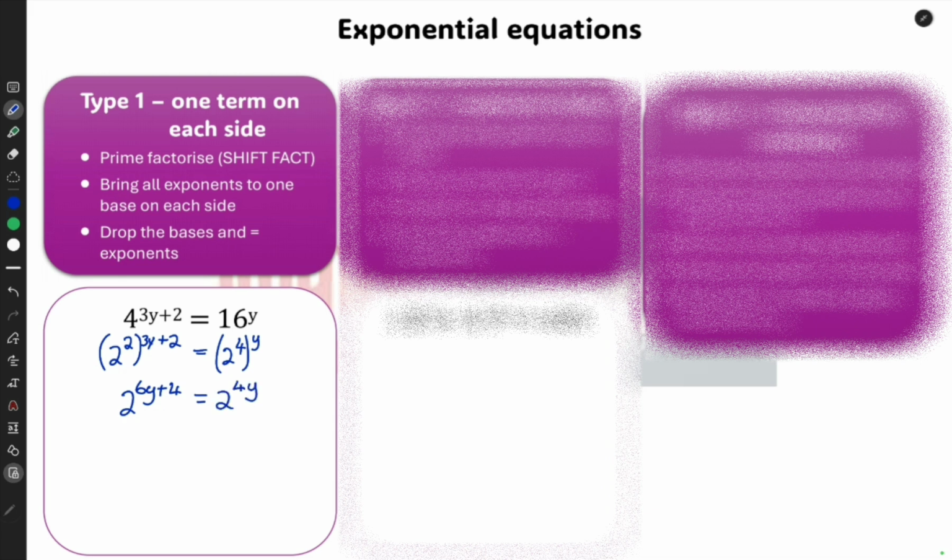So now my bases are the same on both sides. I can drop the bases and say the exponents are equal. So 6y plus 4 equals 4y. I move the y's to the left and I have 6 minus 4, so I have 2y equals 4, and therefore y equals 2. Okay, so that I do if I have one base on the left or the right.